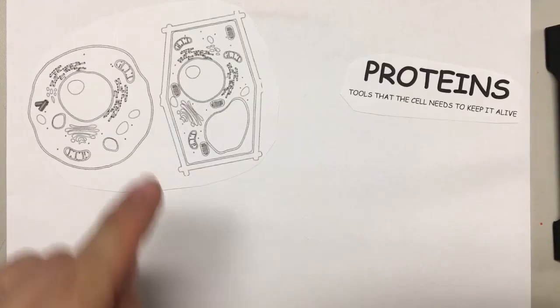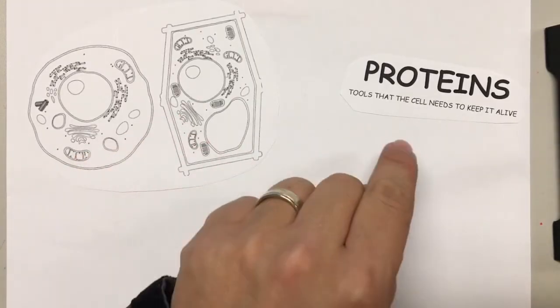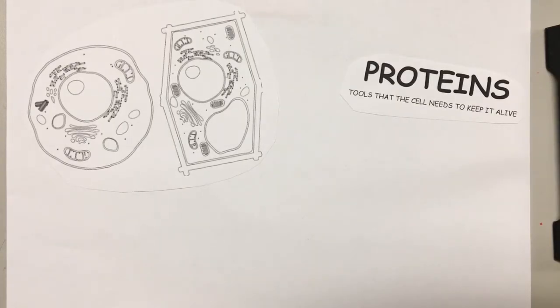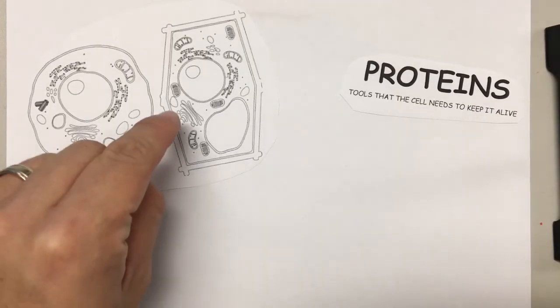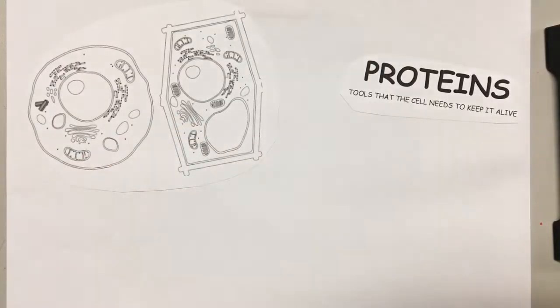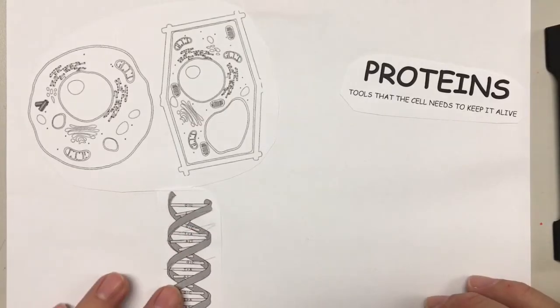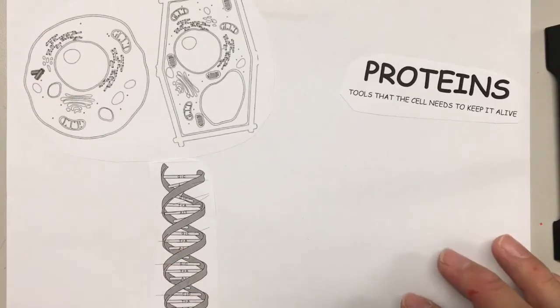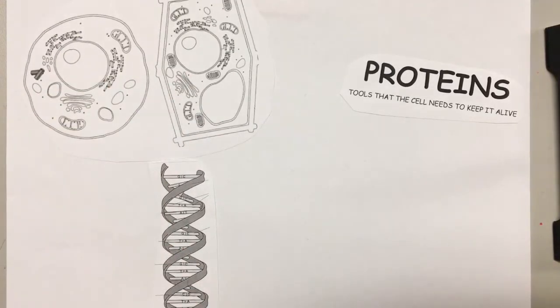Now, how does a cell make its proteins? That is the key. That is the idea that you need to understand. How does the cell make its proteins? The first step is that cells have DNA. Every single cell has DNA. It doesn't matter, bacteria, animal cells, human cells, any type of cell is going to have DNA.